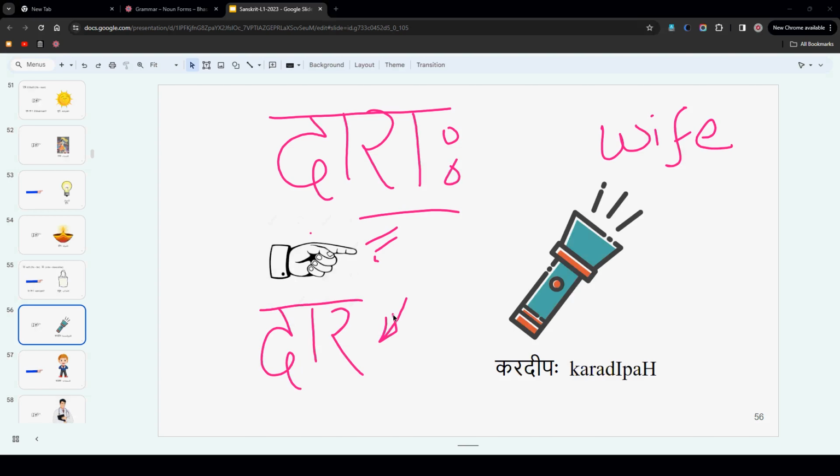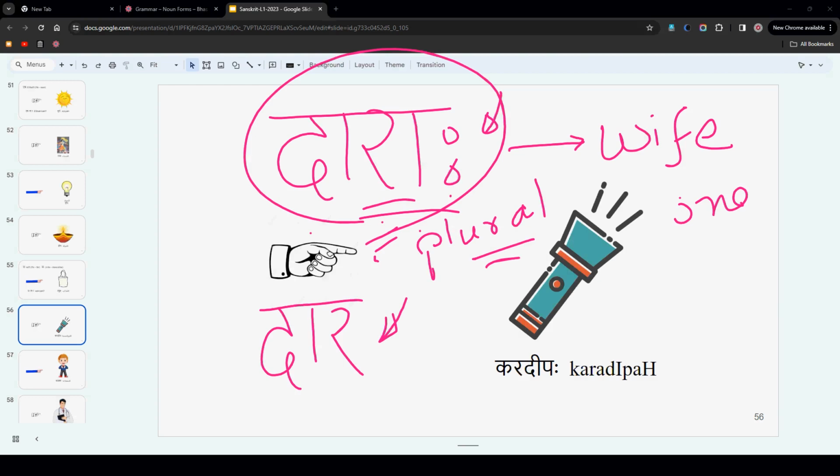But the word used for one wife, single wife, is daraha. That means it is a pullinga word and bahuvachanam, plural, and it means only one wife, not multiple wives. So the daraha word itself is specially used always in bahuvachanam, always plural. In this same form it is used, always plural, and it is masculine. And it means one wife, single wife.